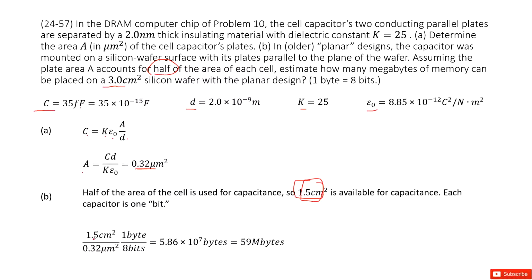So now we just use the total area, 1.5 centimeters squared, divided by the area for each capacitor, 0.32 micrometers squared. In this case, we can consider this the number of capacitors we have, right? Yes. And we can consider one capacitor is 1 bit, right? It asks how many megabytes. So 8 bits equals 1 byte, right? So we use this ratio, do this calculation, and get the number of bytes, and then convert the unit to get the answer in megabytes.